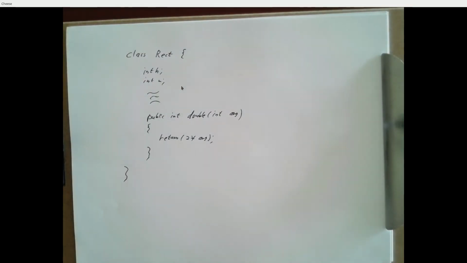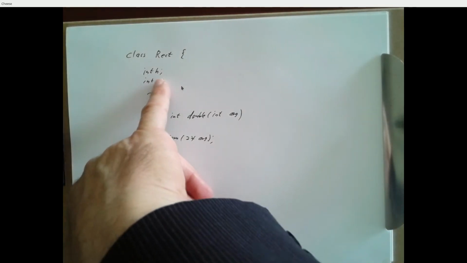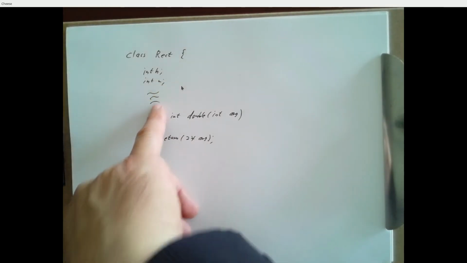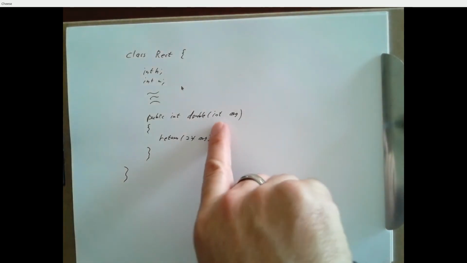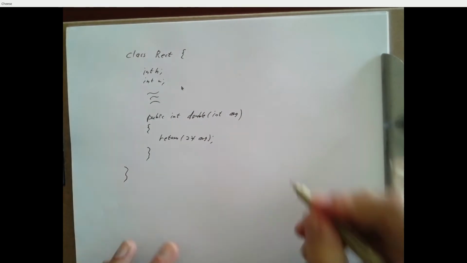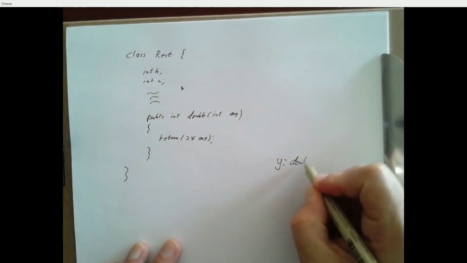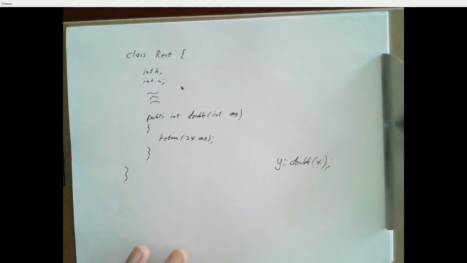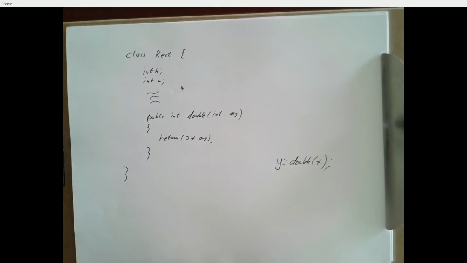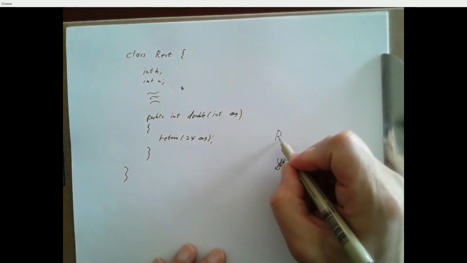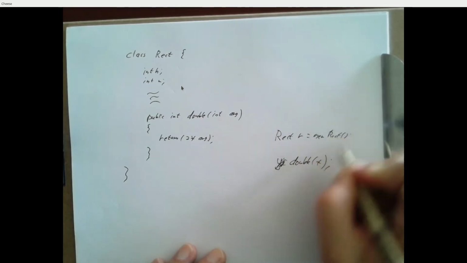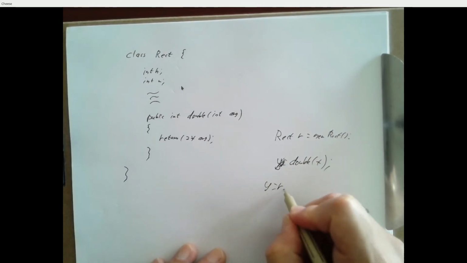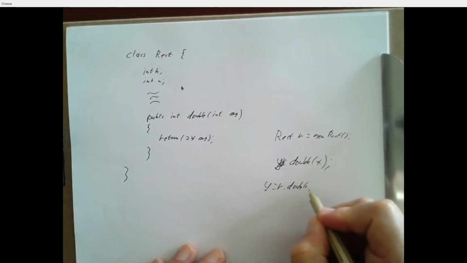It's not an object-y kind of thing. It's not doubling the height of the rectangle or the area of the rectangle. It's really just a convenient method that we might want to use if we have a number we want to double. We can say something like y equals double of x. But double is part of this rectangle class, so we need to do something like Rectangle r equals new Rect, and then we could say y equals r.double(x).